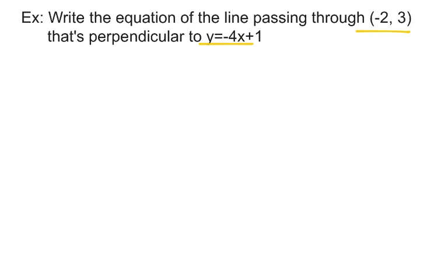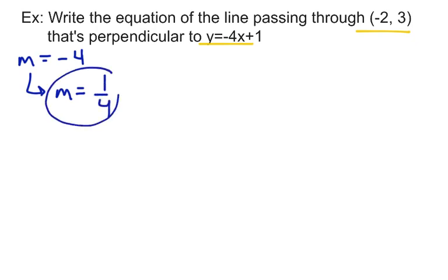Well, knowing that it's perpendicular talks about the slope, because the slope of the line that we're looking at here is negative 4, and if we want the one that's perpendicular to it, the slope we're going to use is the opposite and reciprocal. So instead of being negative 4, it's positive 1/4. So there's our slope. Here's our point.